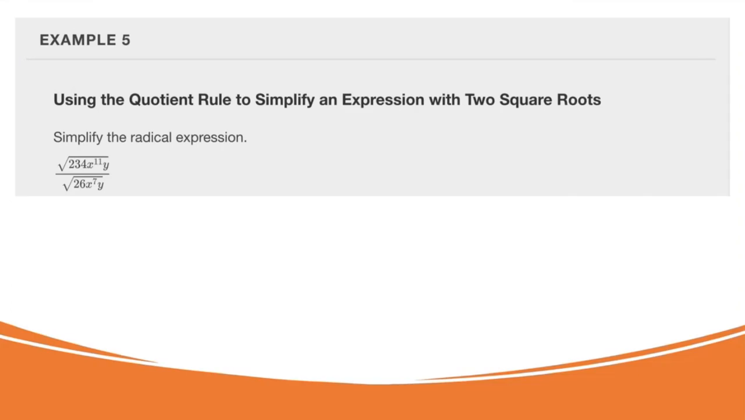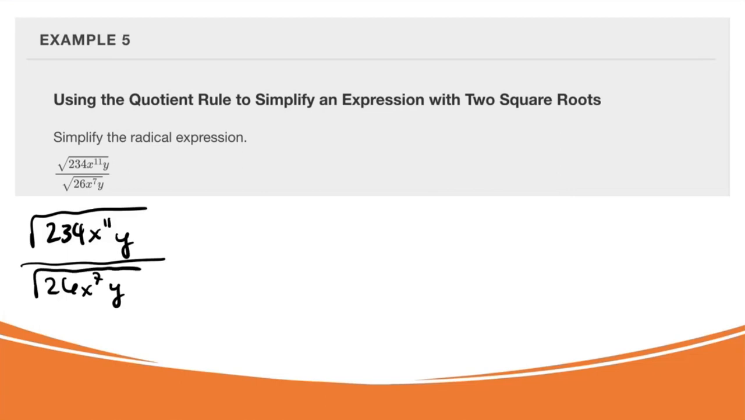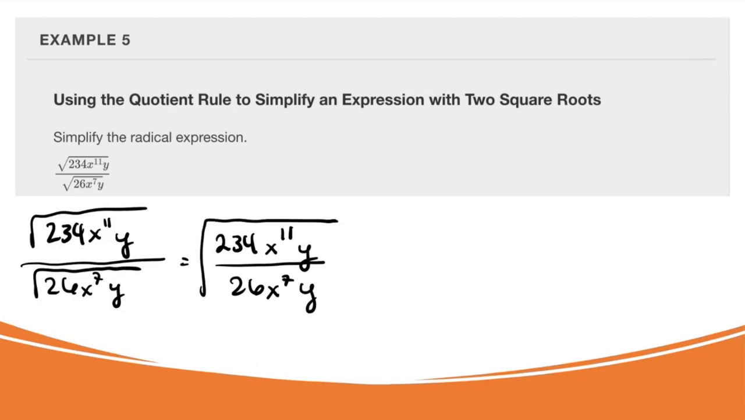So, using the quotient rule to simplify an expression with 2 square roots. Simplify the radical expression. All right, this one has a lot going on. Looks like 13 is in there. Let me start by getting a copy of the original. On top, we have 234 x to the power of 11 y, and on bottom, we have 26 x to the 7 y, each under a square root. Let's combine these 2 separate radicals into 1. We can rewrite this as the square root of 234 x to the 11 y over 26 x to the 7 y, all as one expression inside the radical.